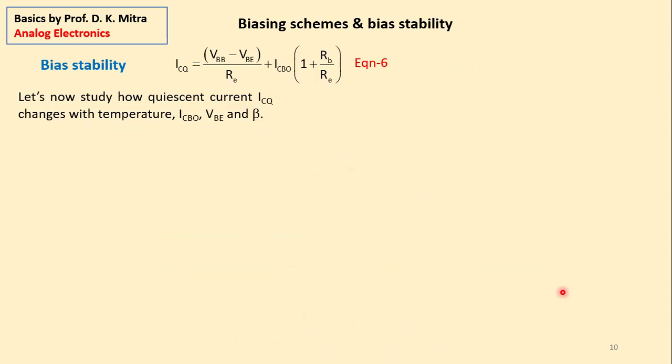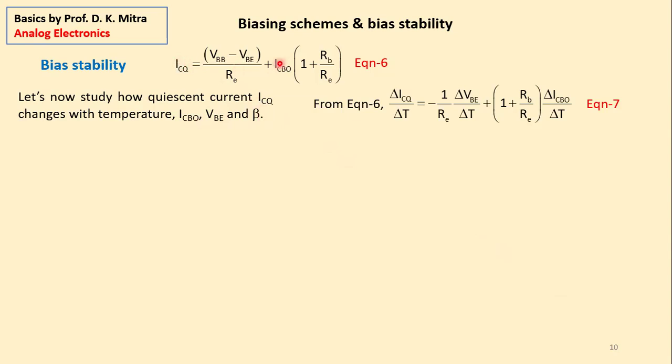So we have studied the effect of beta on the biasing or quiescent current. Now we study the other effects. Let's now study the quiescent current: how ICQ changes with ICBO, VBE, and beta.